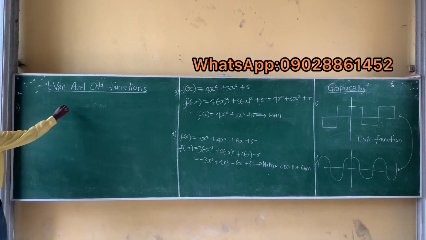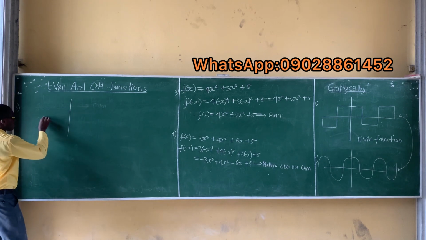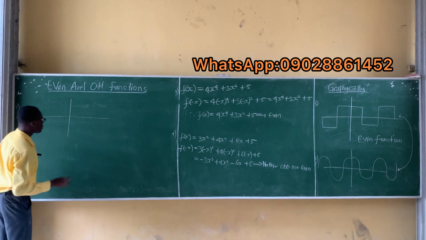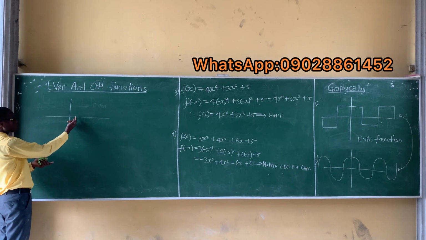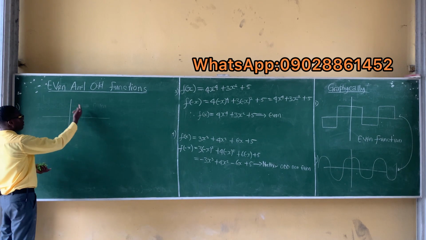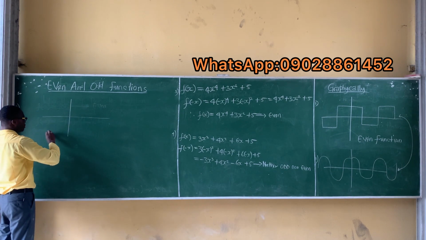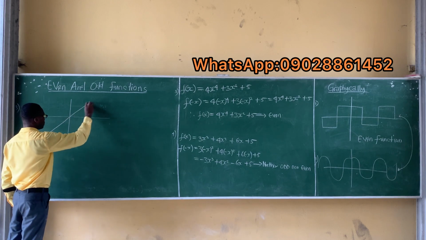Suppose we have this, and let's say when x is equal to 1, y is 1. When x is equal to 2, y is 2. When x is equal to 3, y is 3. If you plot that, you are going to have something of this nature.